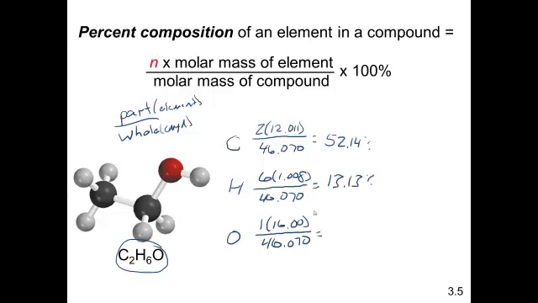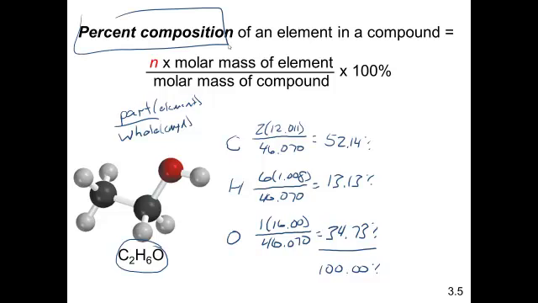And we get 52.14% for carbon, 13.13% for hydrogen, and 34.73% for oxygen. And those should all add up to 100. And if they do, you know you've done the problem right. If you get 78%, you know you've done the problem wrong, and you need to go back and change that. So that last one we could probably get from subtracting those first two from 100, but it's probably best to do them all three, just to make sure you add up to 100.